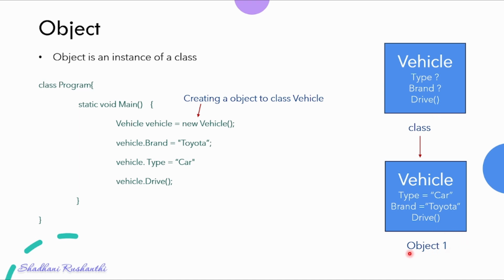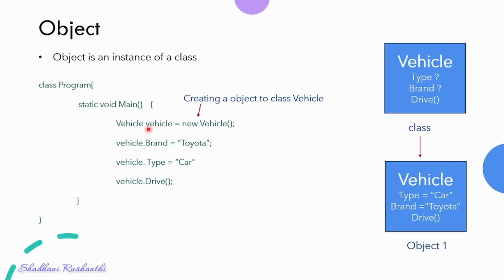Here I have created an object called object1 with this class Vehicle. Our class has properties like type and brand, and a method called drive. So in our object called object1, I have assigned the value car to the type, the brand of the vehicle as Toyota, and I have called the function drive. So this is how we can create objects using a class.